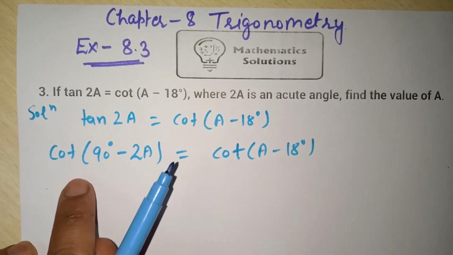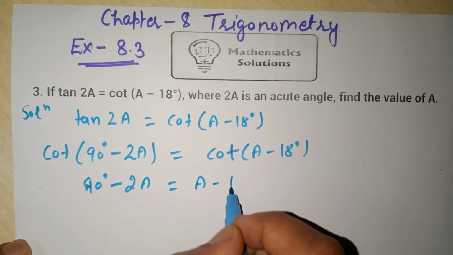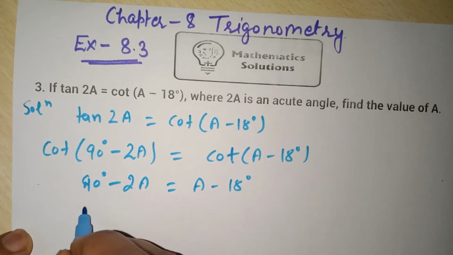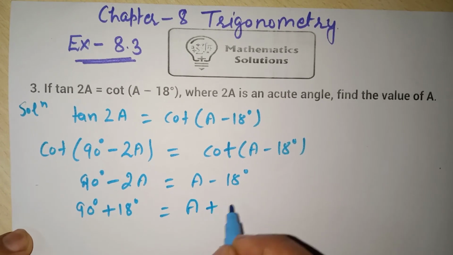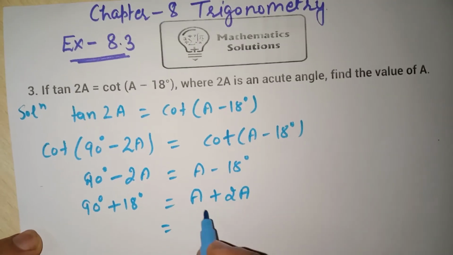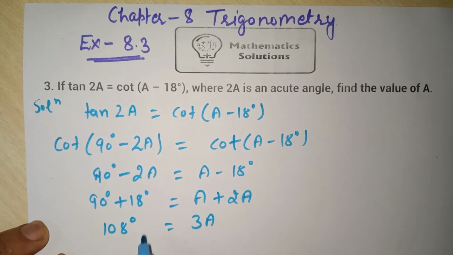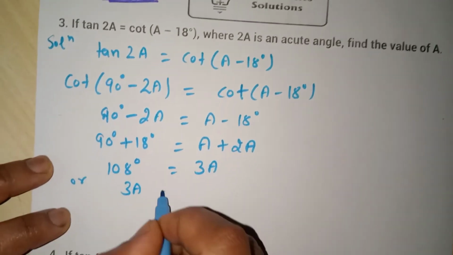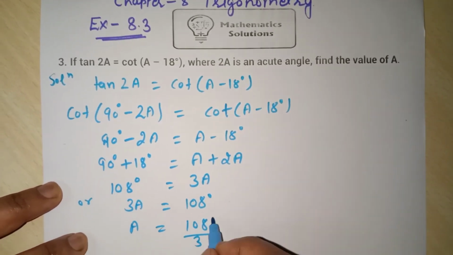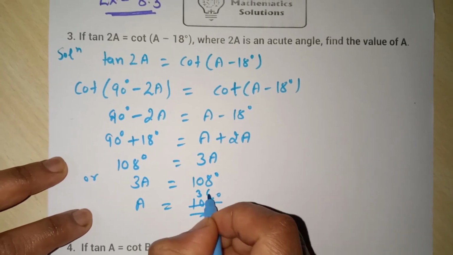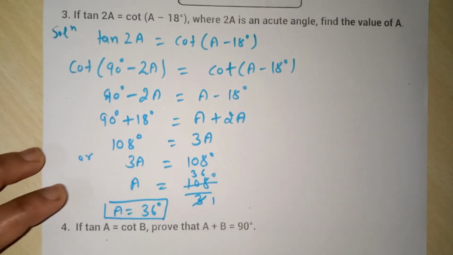Now compare the like quantities. We are left with 90 degree minus 2A equals A minus 18 degree. Bring 18 degree this side, and the variable another side. A plus 2A is equal to 3A, and 90 plus 18 is equal to 108, or we can write as 3A is equal to 108. Therefore the value of A is 108 divided by 3. 3 1s are 3, 3 3s are 9, 3 6s are 18. Value of A is equal to 36 degree.